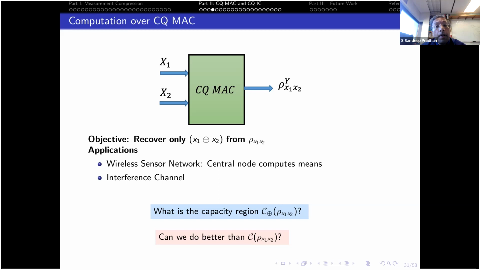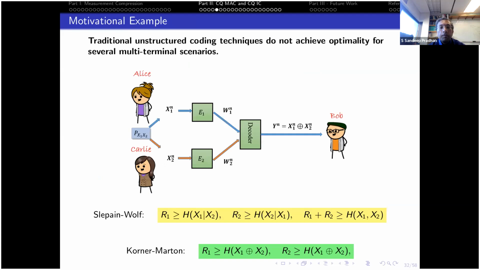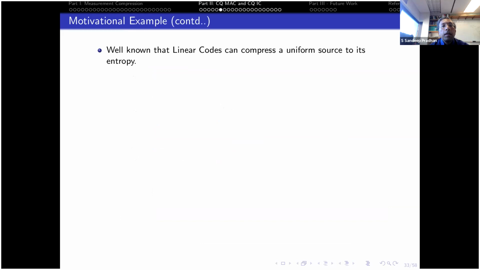So I'm now going to tell you what we can do so that we maximize the rate of transmission. Now the objective is for Bob to decode only the sum, okay? And the question is, can we do better? And again, as I said earlier, the Korner-Marton situation comes into the picture, now in a different context. This is where I told you that linear codes can only induce uniform distributions, and for inducing non-uniform distributions, what do we do?